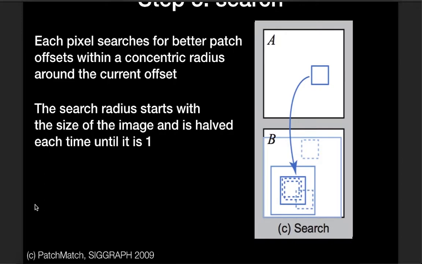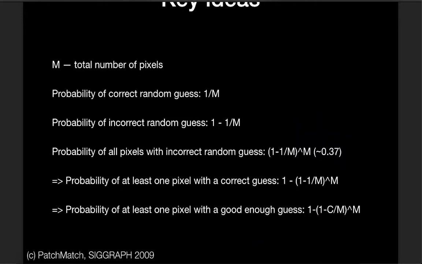So this is it. Why should such a thing work? Let's say my whole image has m pixels. This has like 150 squared pixels. So what is the probability of getting the correct guess? It's 1 by 150 squared. Let's call it m, then it's 1 by m, the probability of getting it right. But the probability of getting it wrong is 1 minus 1 by m.